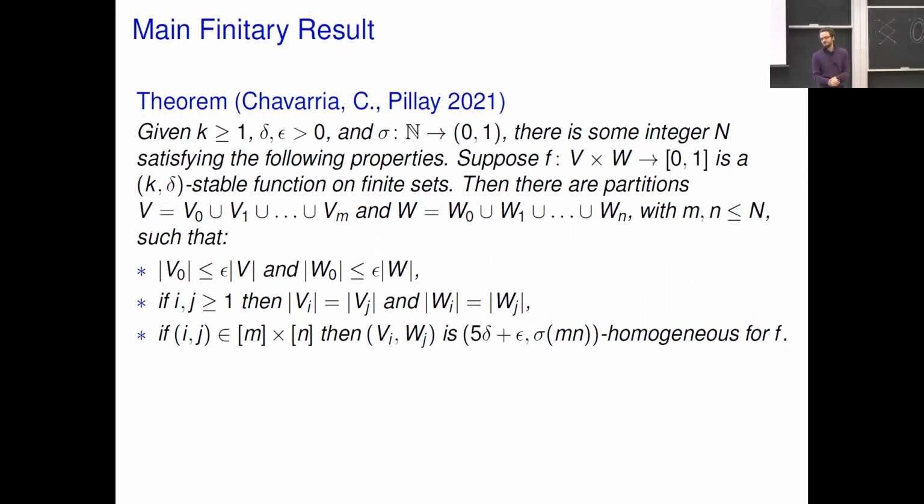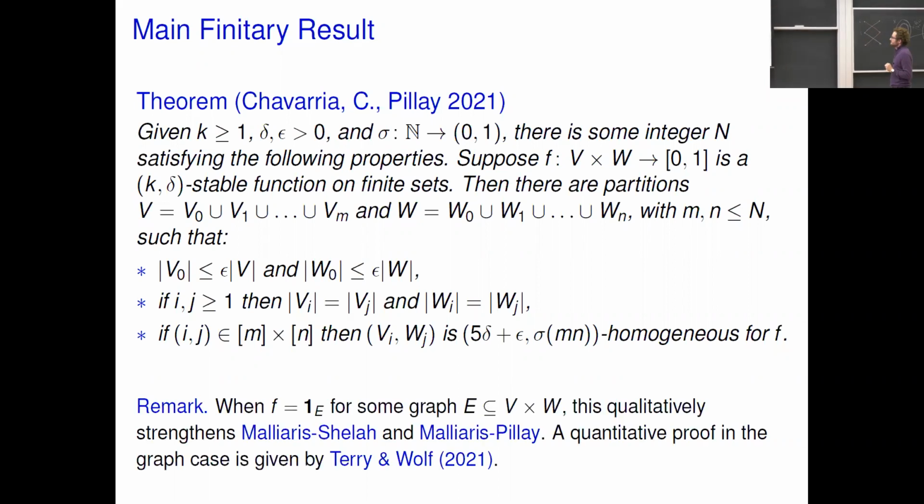Yeah, that's right. So Anand says there are 3 parameters around. I mean, really there's 4. The k is sort of less important. Really, it's the delta, epsilon, and the sigma that are important. But delta is the stability. Epsilon is a fixed global small error that I use to control these exceptional sets I have to throw away. And then the sigma function is this very, very strong control on the error in the homogeneous pairs. All right. So that's the statement.